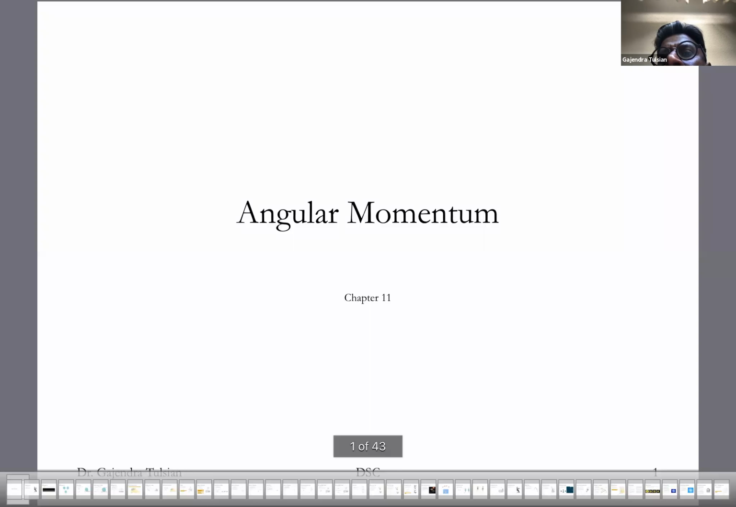Okay, so today we are going to talk about angular momentum. So we'll talk about two sort of related things. First thing we'll start off talking about is rolling motion.